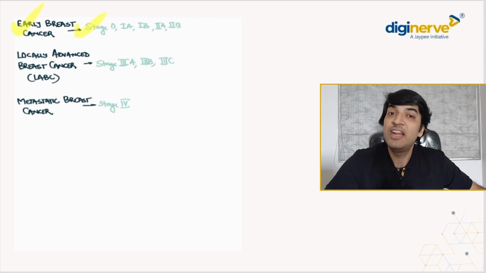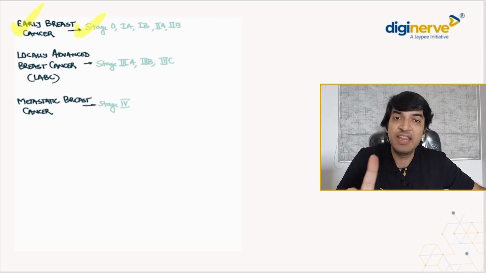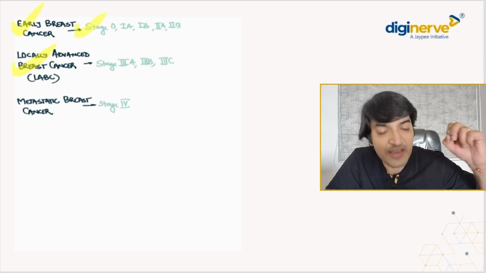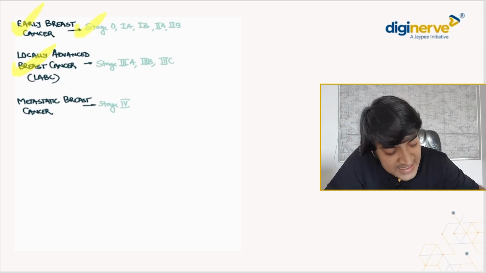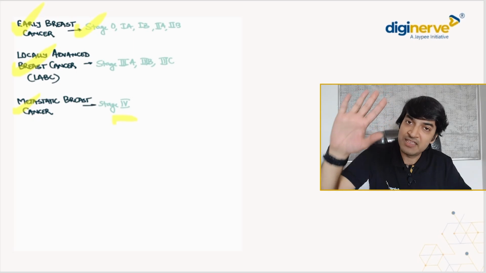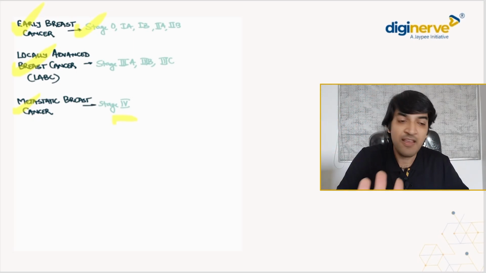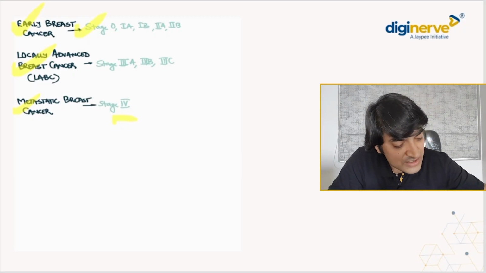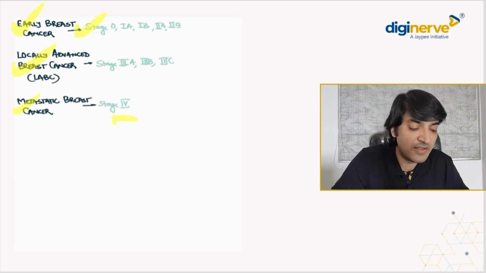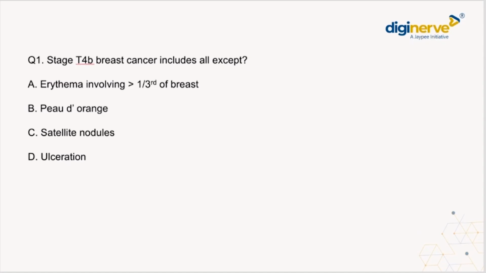What is locally advanced breast cancer? All stage 3, 3A, 3B, 3C. This is all LABC. And what is meant by metastatic breast cancer? Stage 4. जो अभी हमने staging पढ़ी है उसके according ये classification आपको पता होना चाहिए. ठीक है? So this was the theory that we needed to know. Let's solve two important questions on this theory. पहला question बेटा, these are all exam questions. ठीक है? These are all important pointers that you need to know.